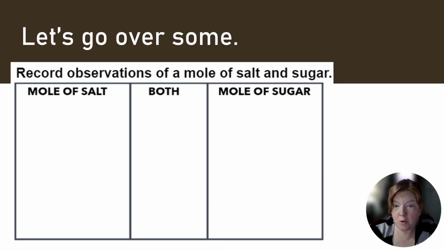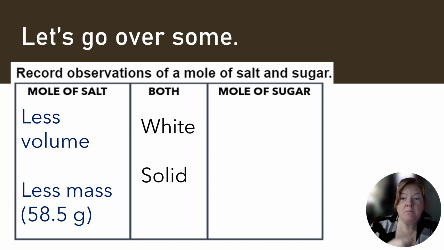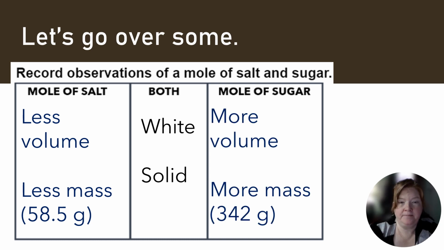All right, so let's go over some of these observations. You may not have them all, and you may have some that I don't have. If you don't have the ones I'm going over, add them to your list. So they were both white, solid, could even say crystals. From the video, it's a little hard to look closer. For the mole of salt, it had less volume. It took up less space. There was less of it, and it had less mass. For the mole of sugar, there was more volume, more mass, and those are the specifics for the mass. In fact, I had to use a bigger container to hold the mole of sugar.